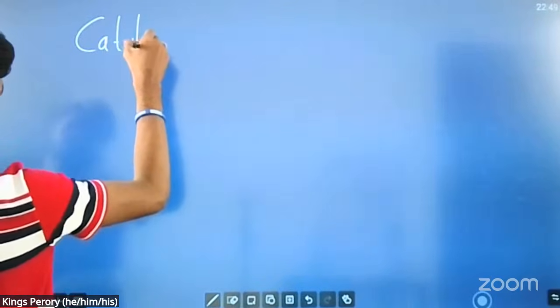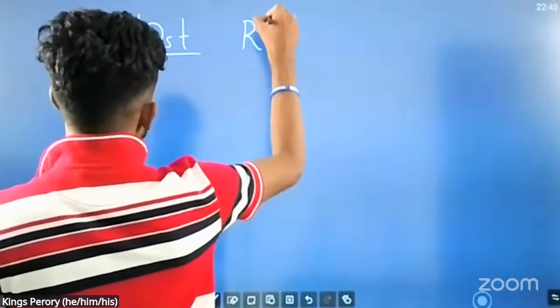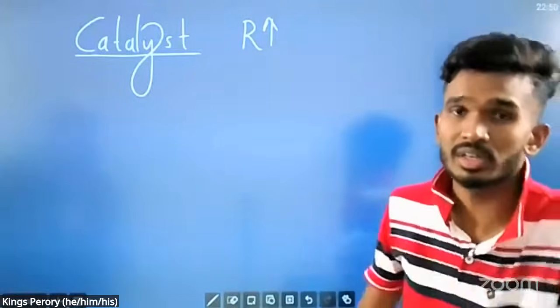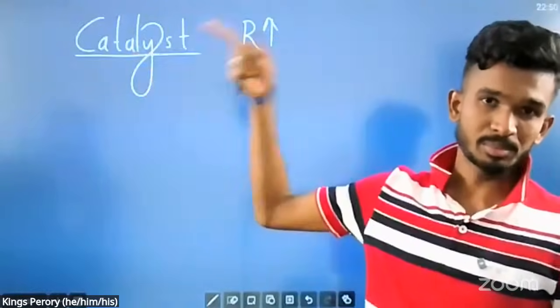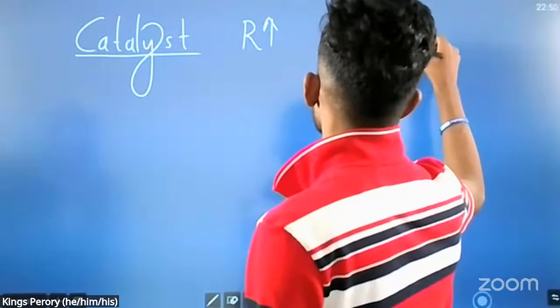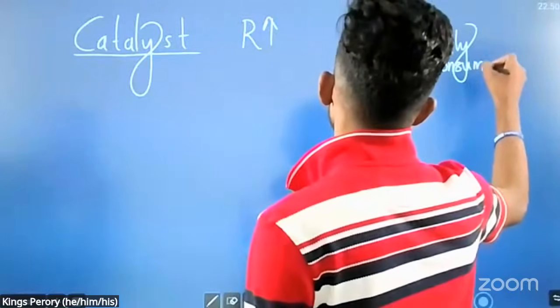What should you know about catalyst? Listen, I think we never discussed catalyst. What does a catalyst do? A catalyst will increase the rate of reaction. They are chemical substances that increase the rate of reaction without being chemically consumed. No consumption chemically.